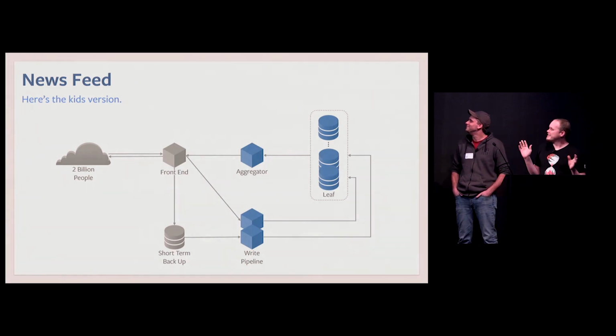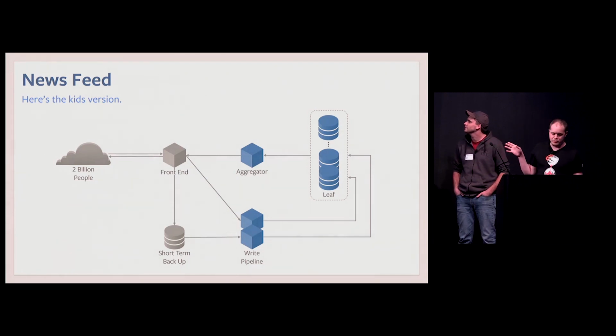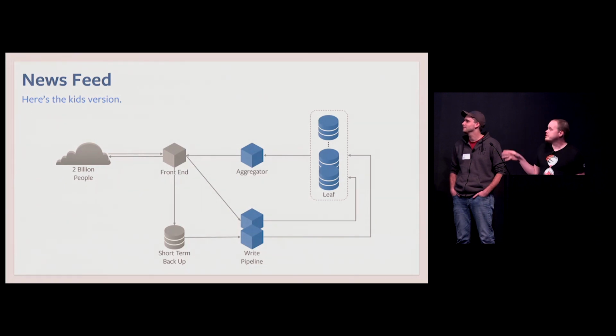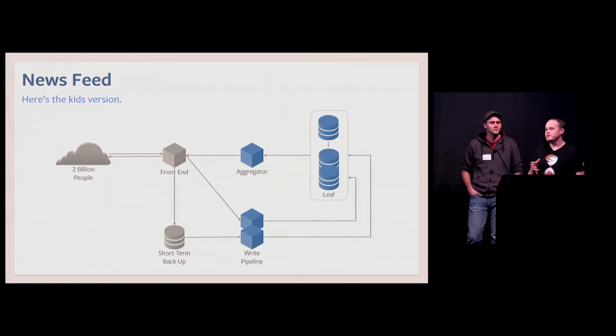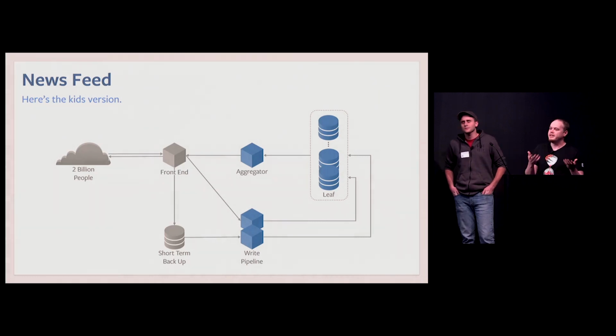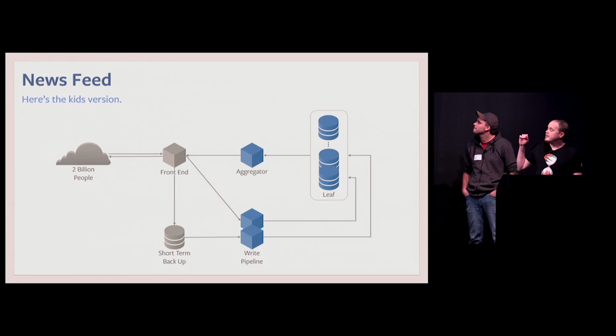As you can see, there are a lot fewer boxes in this. We're going to talk about the components in blue. Those are the ones that interest us. Those are mainly what newsfeed is. Write pipeline reads updates. Leaf stores ranking information. And aggregator aggregates ranking information and produces a ranked list of stories. So how does this work?